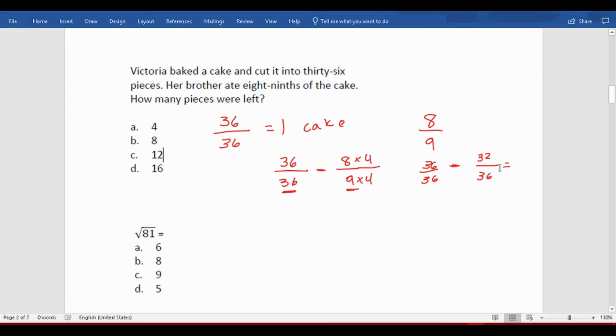So now we can do this problem. Again, we're subtracting fractions, so we know we don't subtract the denominator. Again, that's the base over which both of them are. But I do have to do 36 minus 32, which is 32, 33, 34, 35, 36. It's just 4. So we can see that if the brother ate 8/9 of the cake, that's the same as 32 out of the 36 slices, which leaves just 4 slices of cake left. Okay.